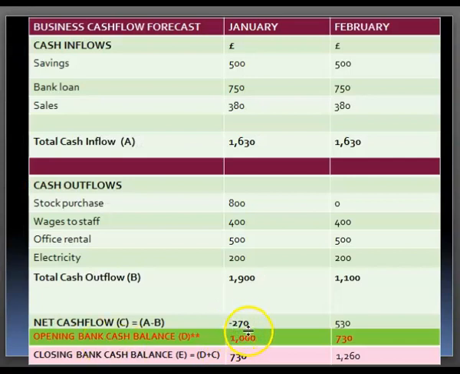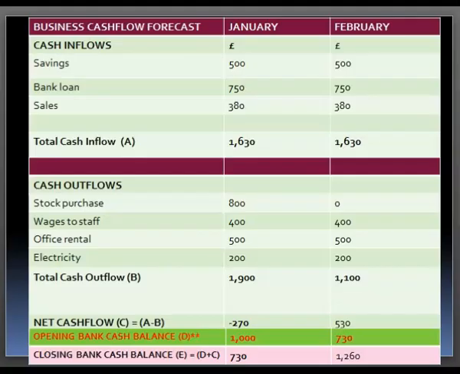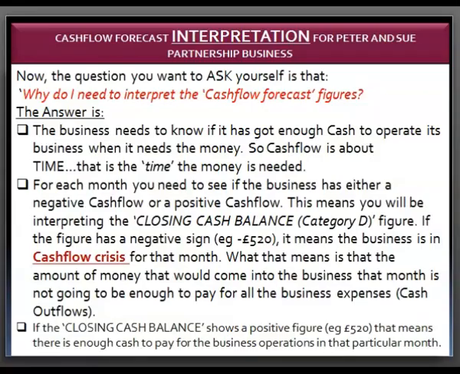Okay, so figure D. If the figure has a negative sign, e.g. minus 520, let me see what we have for real in our calculation for figure D. For D, we have £1,000, so we're not making any loss there. All right, so let's stick to just the example.